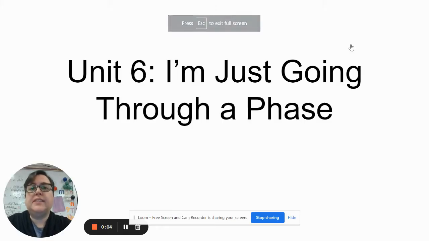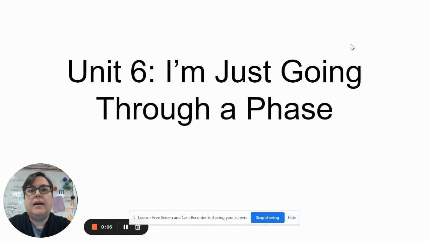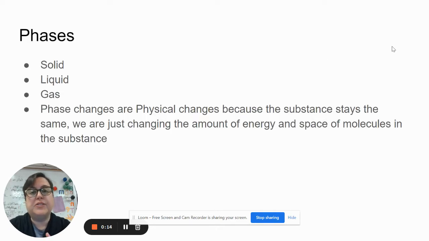Okay, so we're going to start Unit 6, which is all about phases and the different properties that our phases have. If you recall from middle school and elementary school, there's three phases: solid, liquid, and gas. When we change between those, or undergo a phase change, that is just a physical change because we're not actually changing the substance. We're just changing how much energy is associated with the molecules, and the space between the molecules. That's really the biggest difference between solid, liquid, and gas.